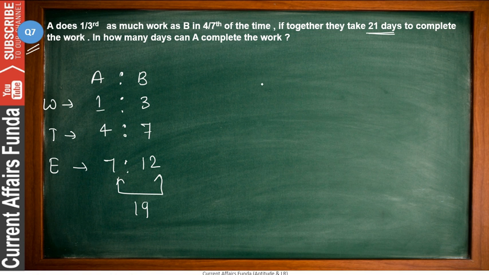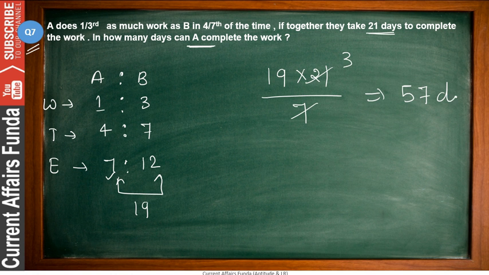Okay, that means the efficiency of A and B is 19, so 19 × 21 is the total work. Okay, in how many days does A complete the work alone? That means divide by the efficiency of A, that is 7, so divide by 7, it will be 3 times, and 19 × 3 it will be 57 days. Okay, so this will be your right answer.